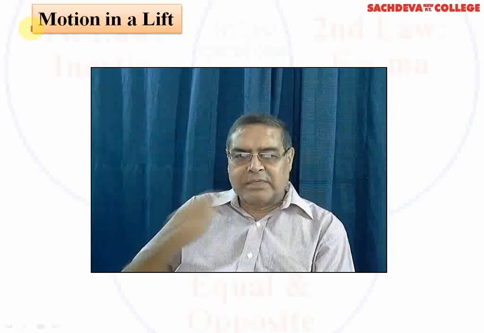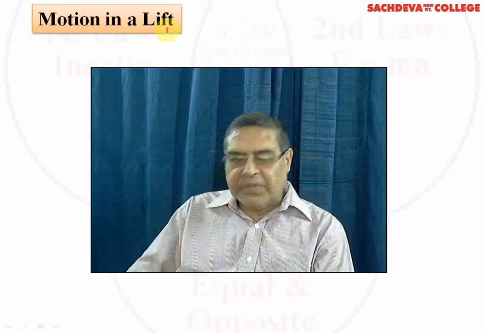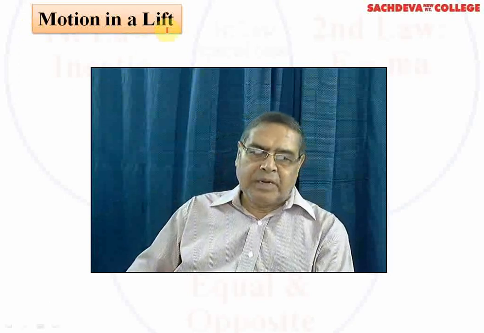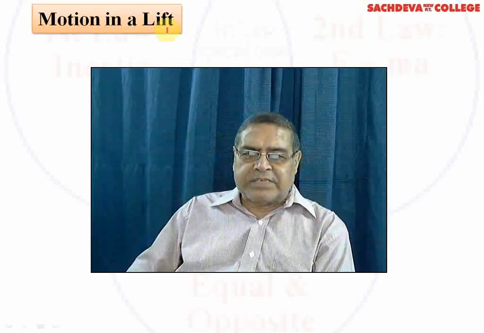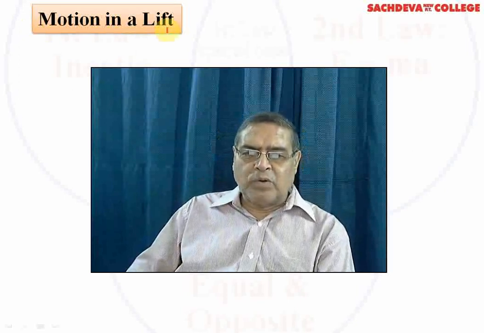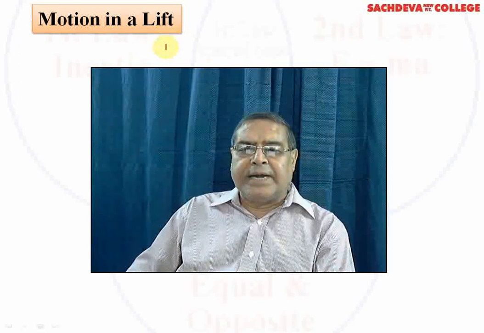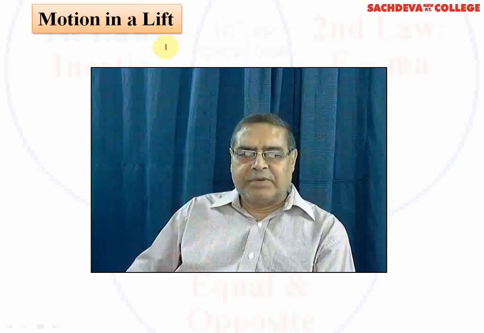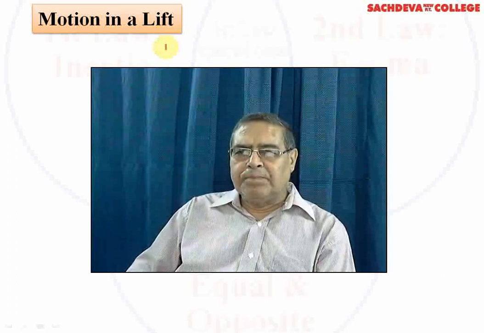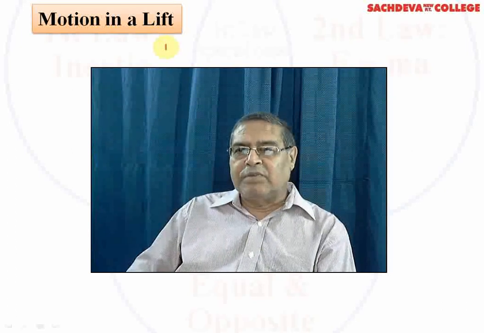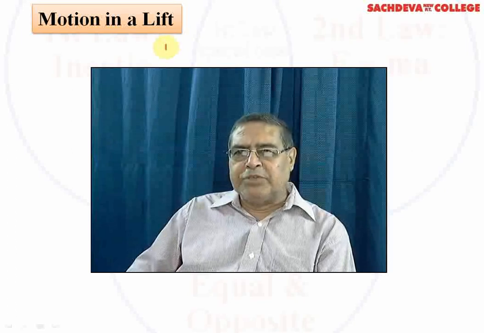Now we come towards the concept of motion in a lift. Ordinarily a lift is stationary. The object is placed on the surface, or a person is standing on the surface of the lift. Then its weight mg will work downward and the reaction applied by the surface on the man, R, will be upward. So when the lift is not moving up or down, the normal reaction will be equal to the weight of the body. So R is equal to mg.